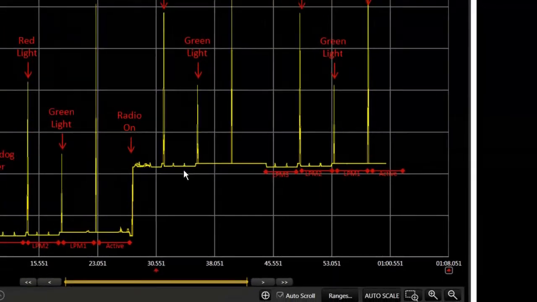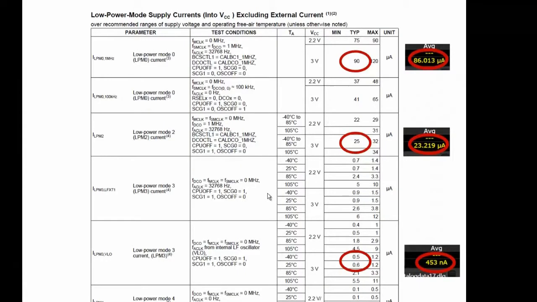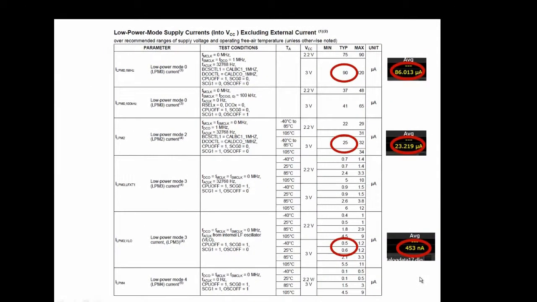If we go to how we use this data, if we go to the Texas Instruments data sheets, you'll notice we can use the tool, and we made these three measurements to verify that we were in low power mode zero, low power mode two, and low power mode three. So what we have here is a tool that allows us to look at current and help us determine what low power modes we are in.